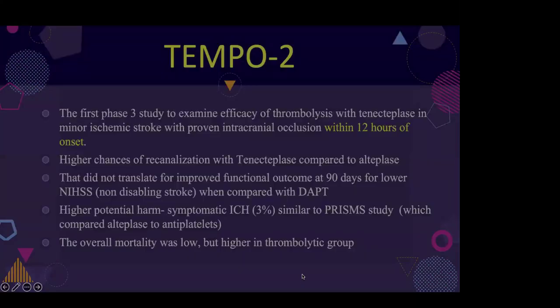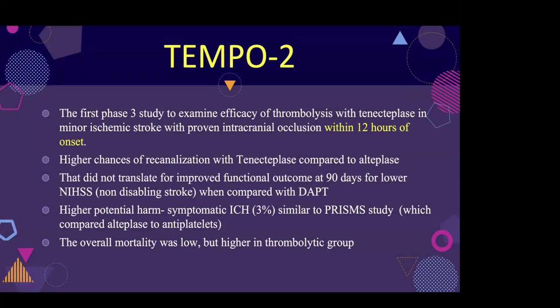And so this is the first phase 3 study to examine the efficacy of thrombolysis with tenecteplase in minor ischemic stroke with proven intracranial occlusion within 12 hours of onset. Now, why is that important? Because 12 hours is not very typical to give thrombolytic therapy. However, we are basing this on other trials that we have for alteplase. Higher chances of recanalization were seen with tenecteplase when compared to alteplase. We know that, so the comparison was not with alteplase here.